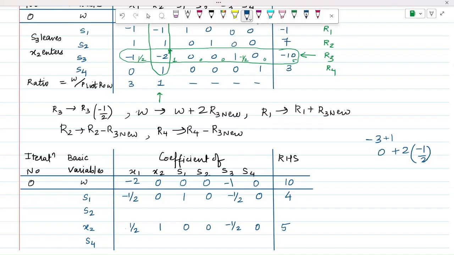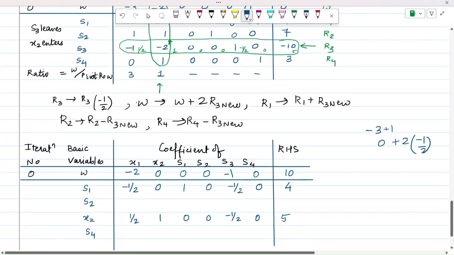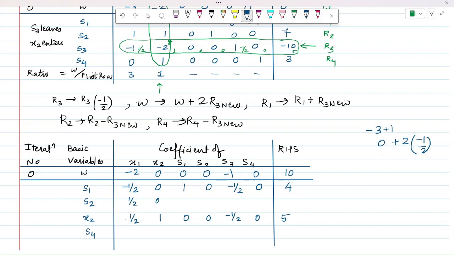Next, we work on the R3 row. Sorry, R2 row. R2 row is going to become R2 minus R3 new. So subtraction, 1 minus half is going to give me half. 1 minus 1 is going to give me 0. 0 minus 0, 1 here. This is going to give me a positive half. This remains 0. And 7 minus 5 will give me a 2. Okay. So these are your values.